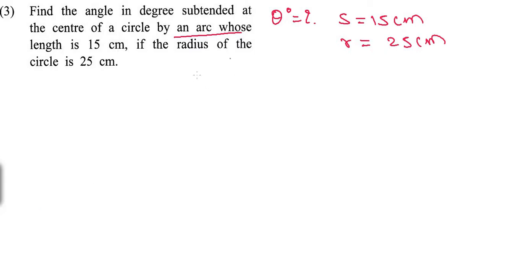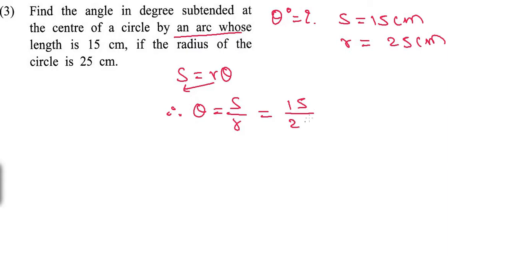Let us use the formula for length of an arc. S is equal to R into theta. We have to shift this R to the side of S, and therefore we get theta is equal to S upon R, that is equal to 15 divided by 25. Now let us divide by 5. 5 3s are 15 and 5 5s are 25, that is equal to 3 by 5. Now remember this angle is in radian, so we got theta in radian equal to 3 by 5.